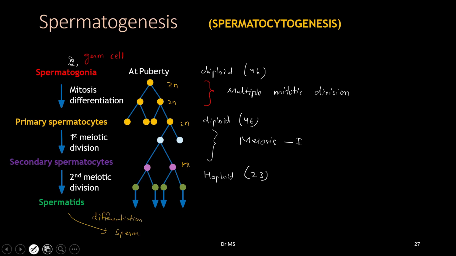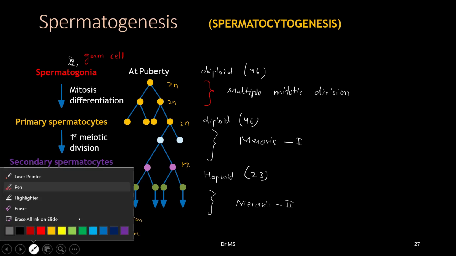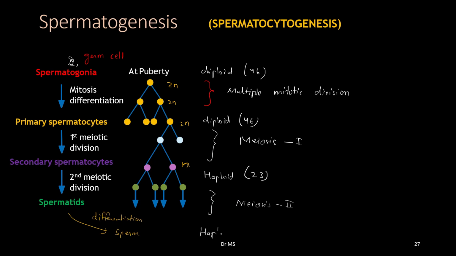Now this will undergo further meiosis 2 and result in formation of again haploid cells, which are nothing but the spermatids. So how many are produced? Four spermatids are produced. Remember this. It will produce four equal haploid spermatids. Clear?